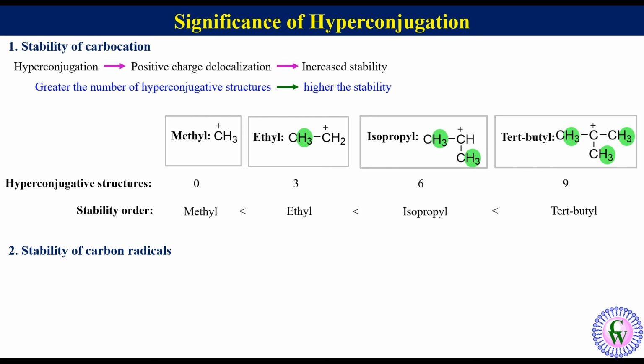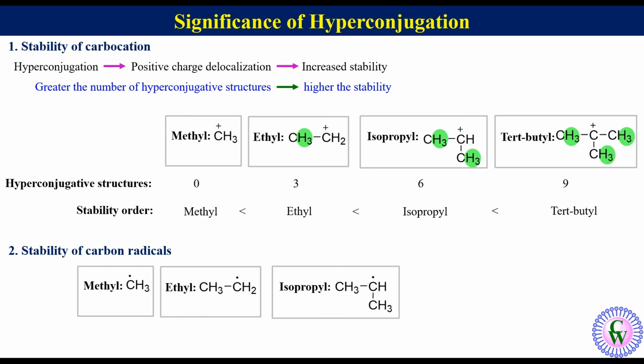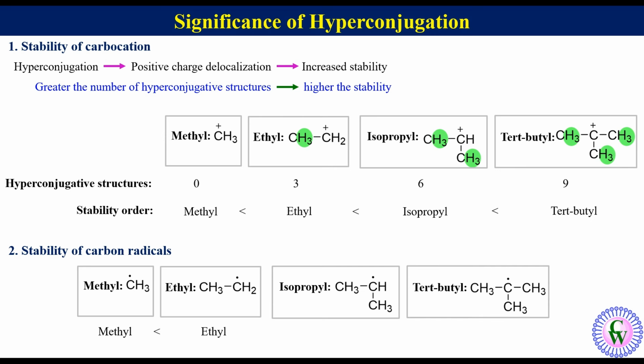Stability of carbon radicals. Similar to the carbocation, stability of carbon radicals increases with the increasing number of hyperconjugative structures. Thus, among methyl, ethyl, isopropyl and tert-butyl radicals, methyl is the least stable, ethyl is more stable than methyl, isopropyl is more stable than ethyl, and tert-butyl is the most stable.